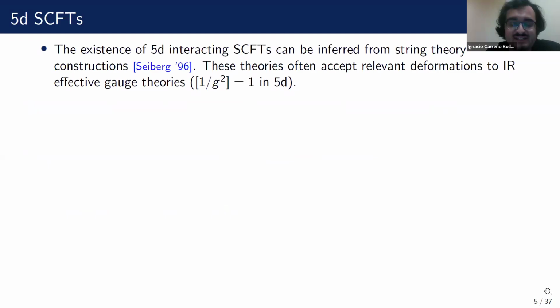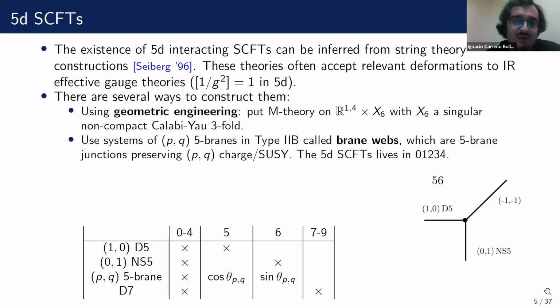The existence of 5D SCFTs is a non-trivial fact coming from string theory, as shown by Seiberg back in '96. These UV SCFTs often admit relevant deformations to infrared effective gauge theories. This is because the Yang-Mills coupling in 5D is irrelevant, so these theories are non-renormalizable. As I've just said, there are two main ways to construct them. First, we can take M theory on a background where X6 is a singular non-compact Calabi-Yau threefold. The non-compact condition decouples gravity, and the data of the theory that lives in the transverse Minkowski space is encoded in the singularity.